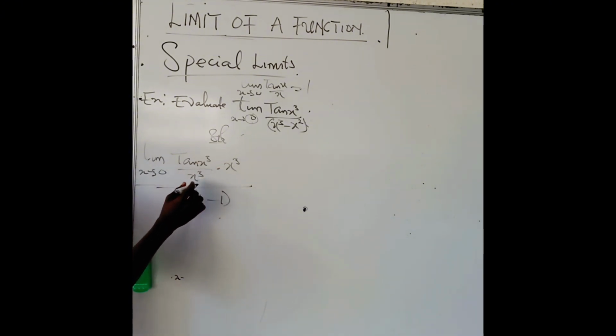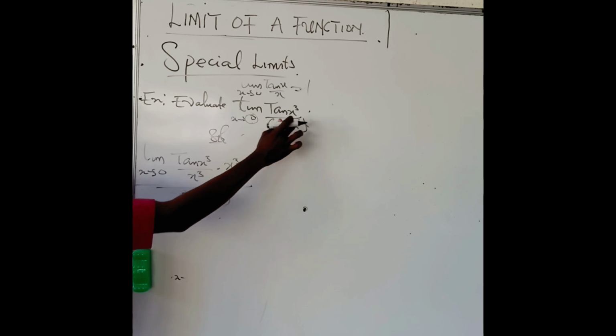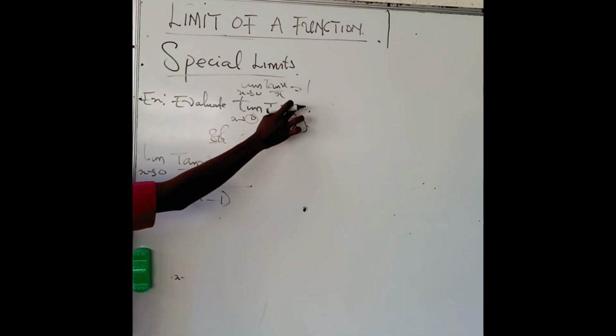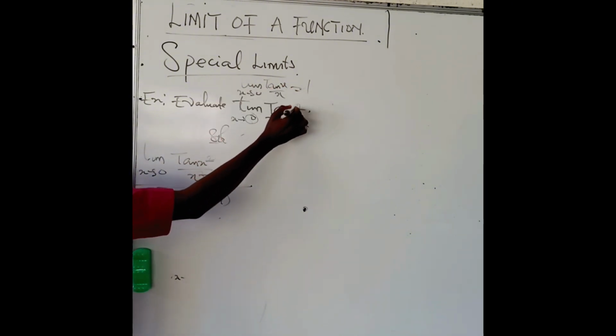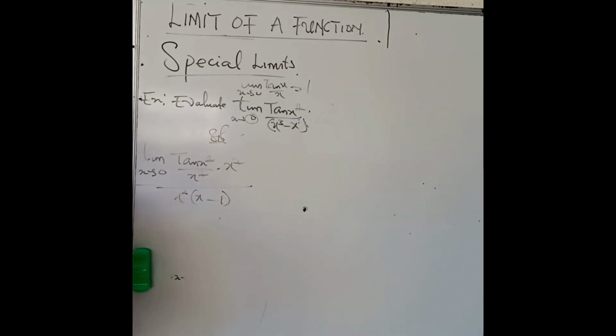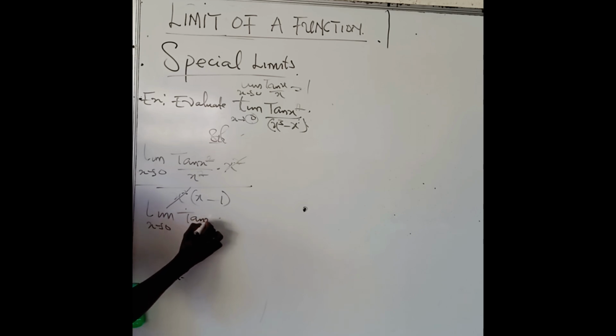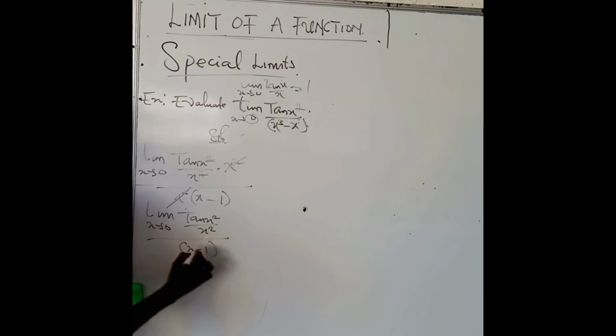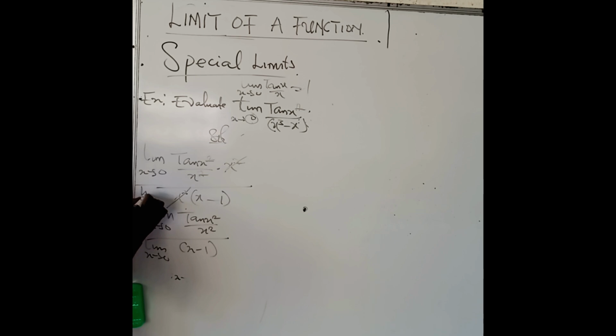Multiplied by s squared. Sorry, this is going to be s cubed, so multiply by s cubed. So I can easily say that this cancels this. So I'm having the limit as s approaches 0 of tan s squared over s squared, all over s minus 1.